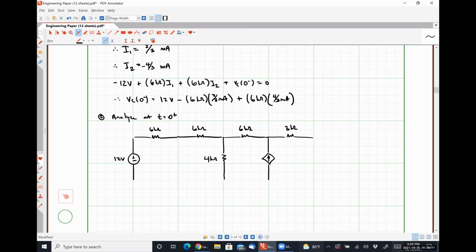And so I ask you, what should I be modeling my capacitor as now? A 16 volt source, right? So my capacitor is going to be replaced by a voltage source that has the same value and same polarity as VC at 0 minus. So that's why we'll have a 16 volt source right here.